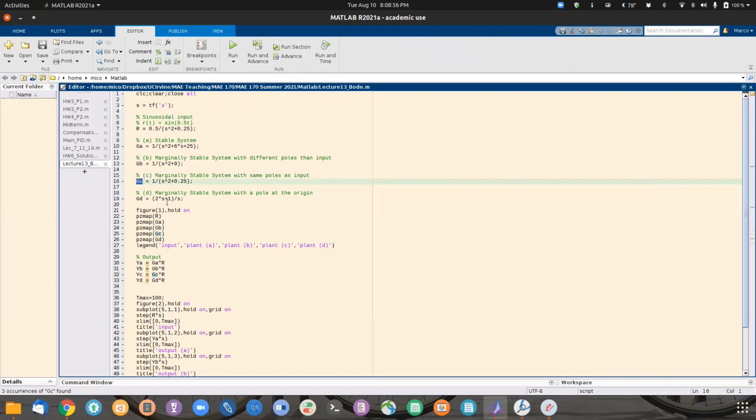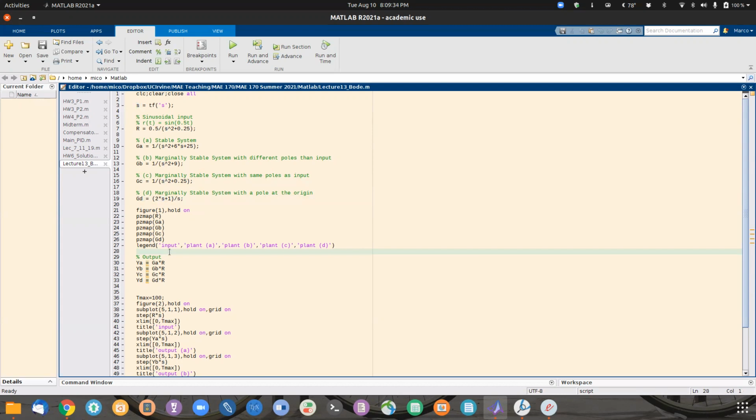So the case D that is not in the notes is just another marginally stable system, but now we have a pole at the origin. We also have here a 0, and you'll see why I've used the same transfer function for an example that we're going to see later in the lecture. But here, the important thing is that we have 1 pole at the origin. So technically, the system is still marginally stable. Well, we're going to see what the response will be due to a harmonic input.